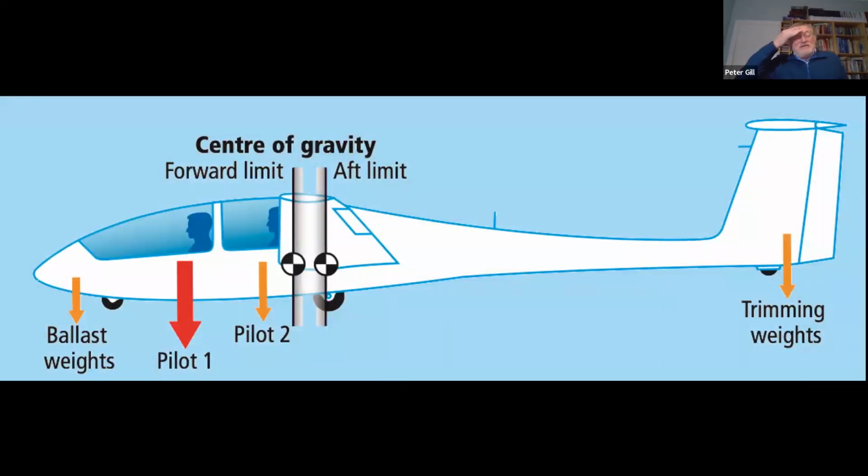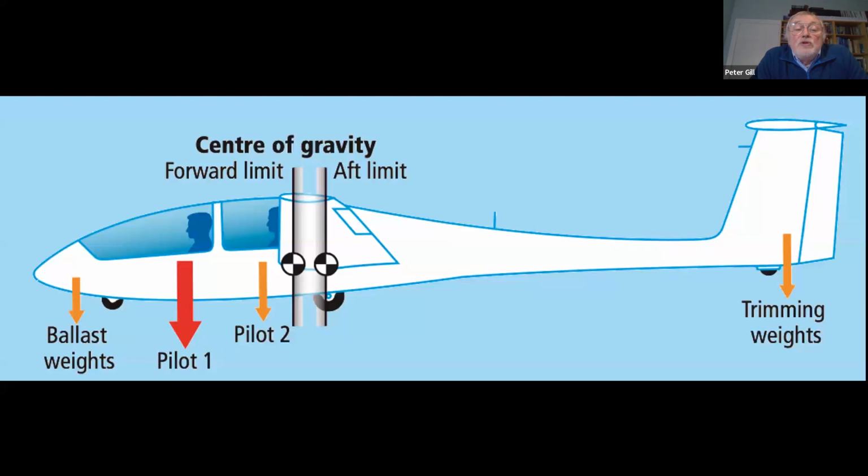And so we've mentioned a bit about centre of gravity. As we know, it's a two-seater, so pilot 1 has a big influence on the centre of gravity, pilot 2 less so because he's much nearer the range. We can put ballast weights in the front, we can even ballast the tail on things like DGs and so on, two-seaters. Okay, but for every glider, there's a forward and aft limit to this.